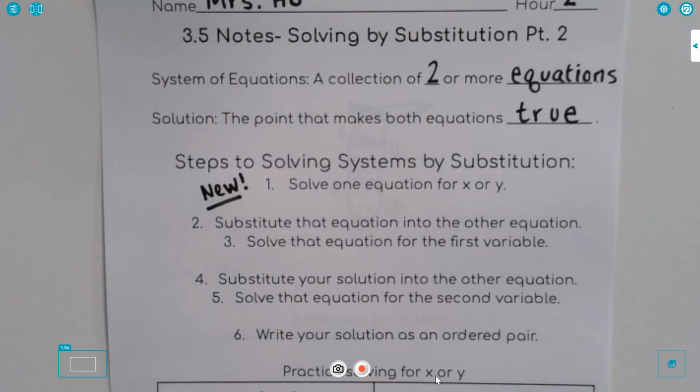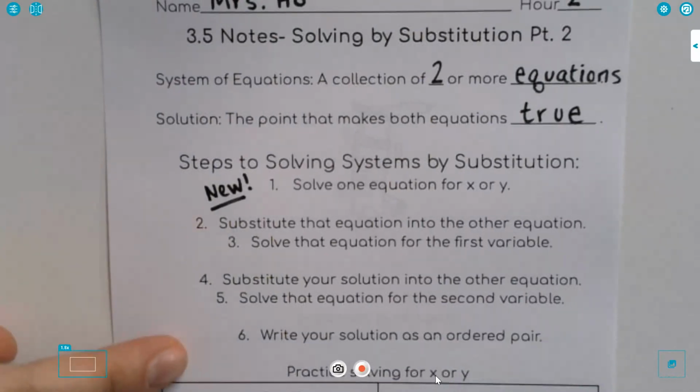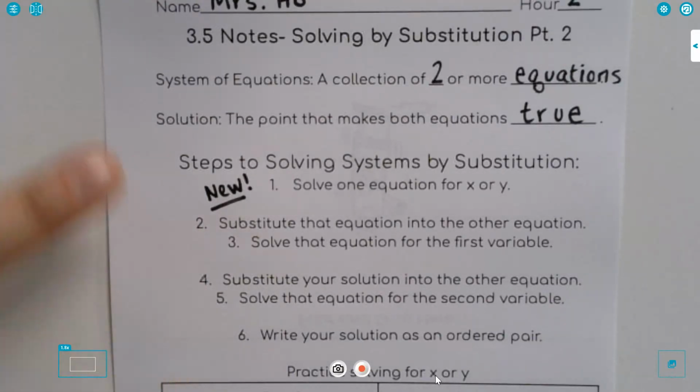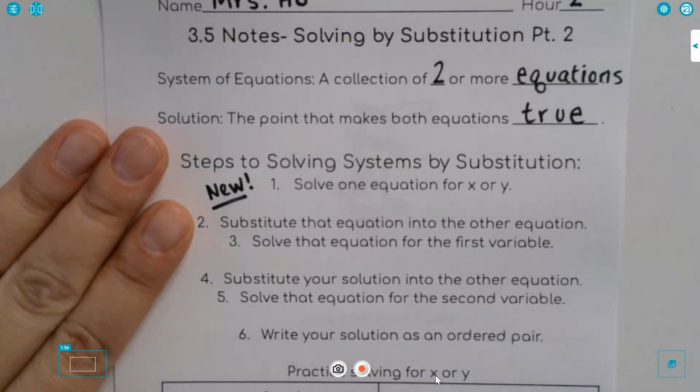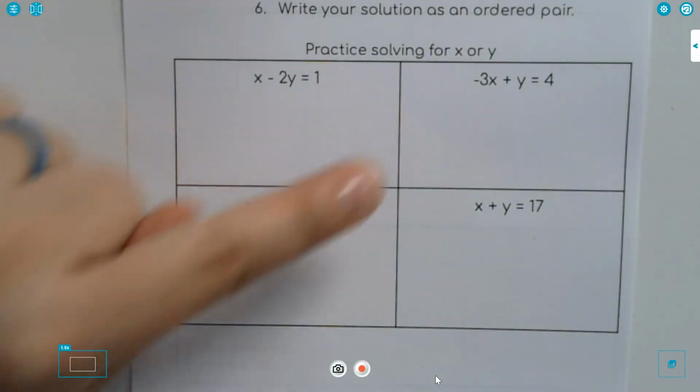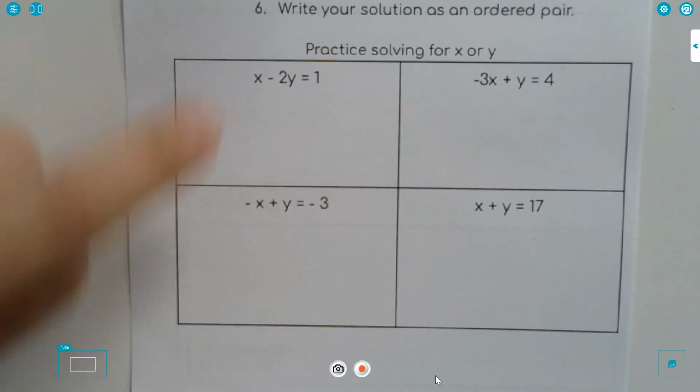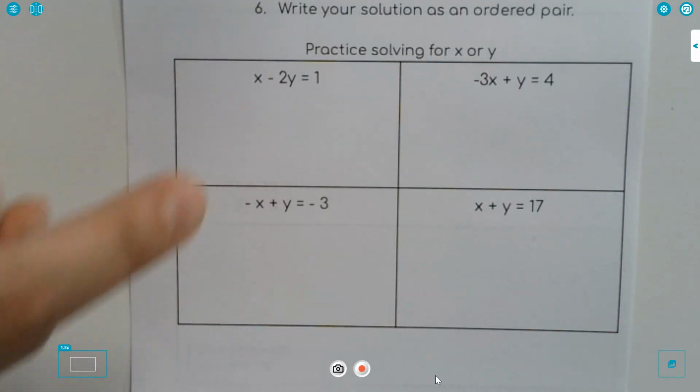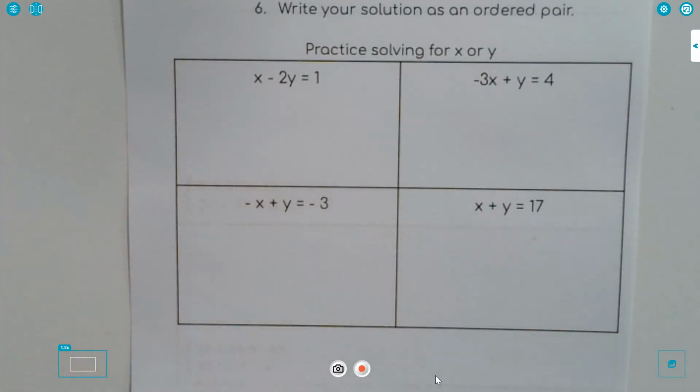First thing that we're going to do, I'm going to skip over to steps 2 through 6. They're the exact same as yesterday. We'll talk about them when we get to the back of our note sheet. First thing that we are going to do is practice solving for x or y. So down here, we've got 4 single equations. These aren't systems, they're just equations. We did this back in 1.8, but in 1.8, I told you what to solve for. Today, you're going to have to decide what to solve for.